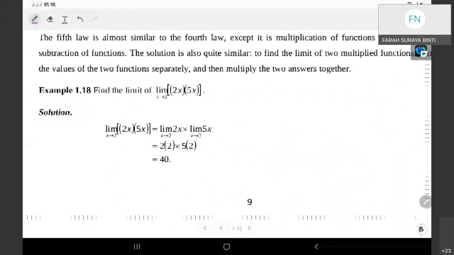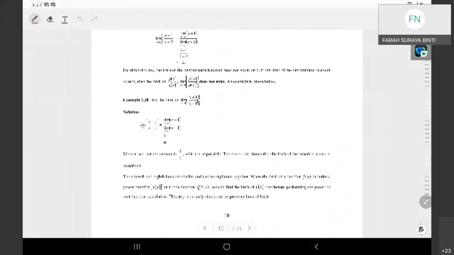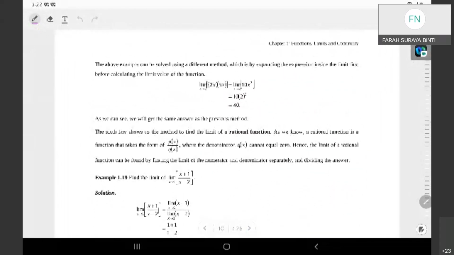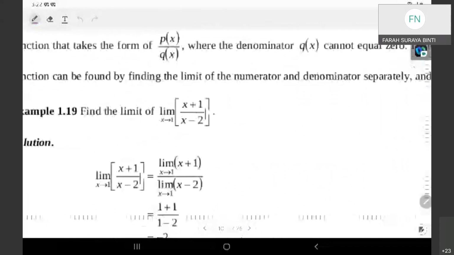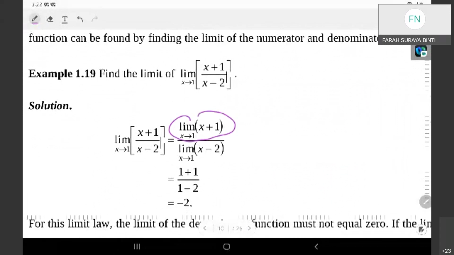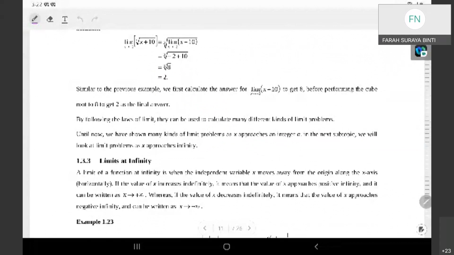Okay, yang ni pun nanti you all kalau dah beli buku ni boleh tengok contoh-contoh lain. Okay, ni contoh yang ada rational function. Awak tengok ni, dia ada pecahan. So, limit dia kita split untuk atas dengan yang bawah. And then cara nak solvekan dia sama macam tadi lah. Kita boleh apply law number berapa ikut kesesuaian. Okay.